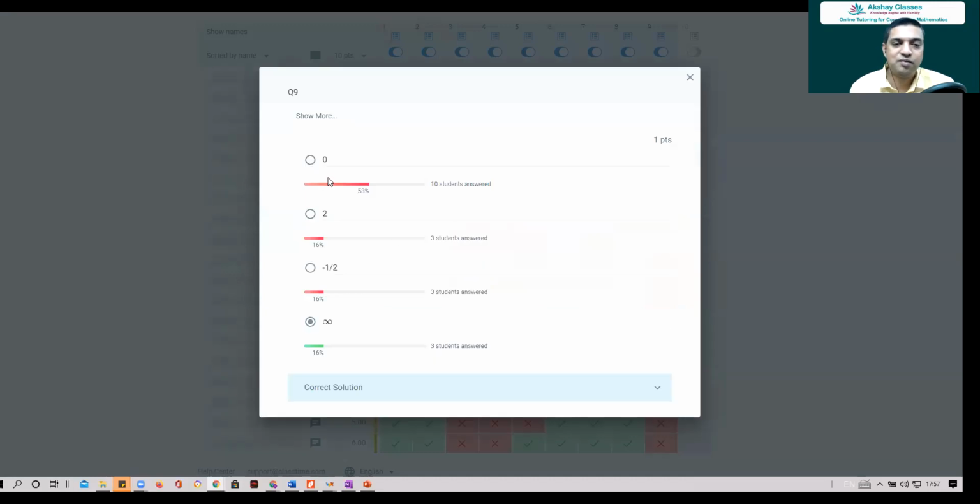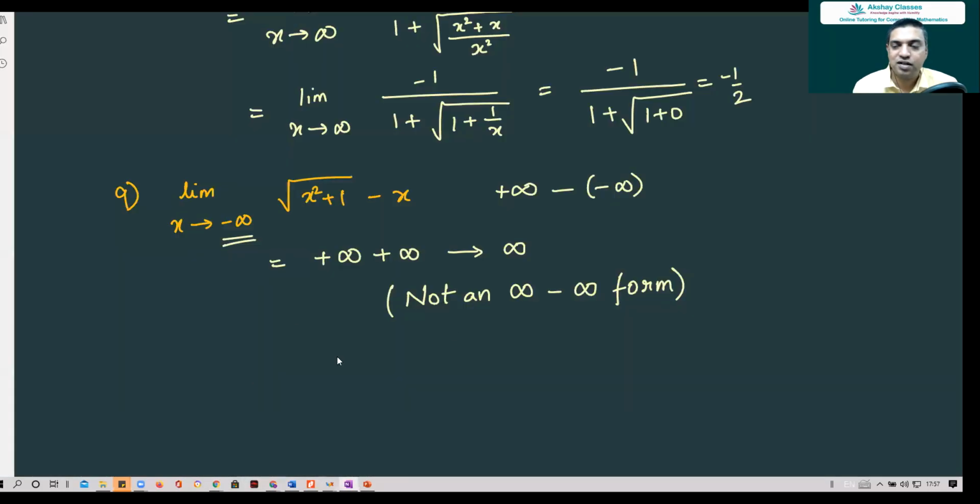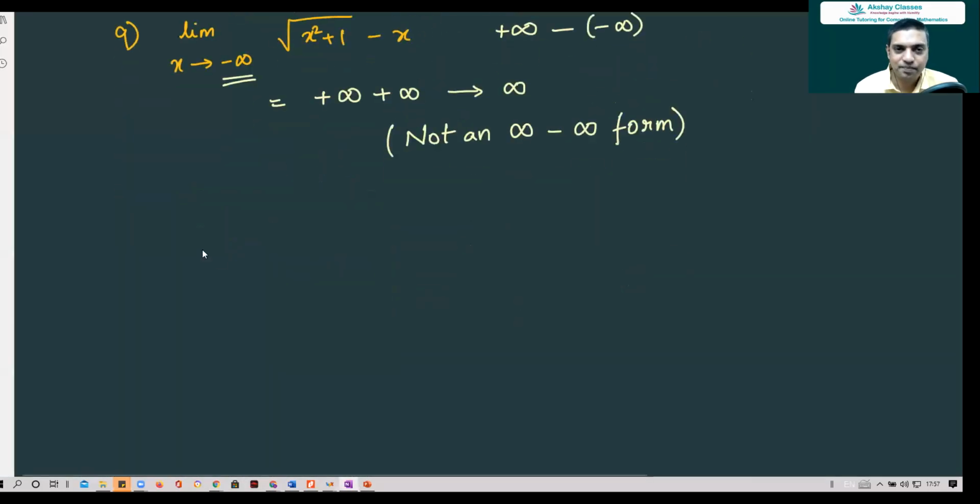So 10 students have marked answer 0 because you did a rationalization. You forgot that x is tending to minus infinity. If you did a rationalization, when you are applying the limit, you have to be careful. Suppose you did a rationalization, you will get x square plus 1 minus x square upon under root of x square plus 1 plus x.